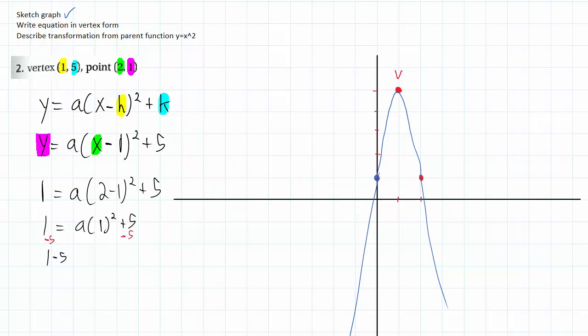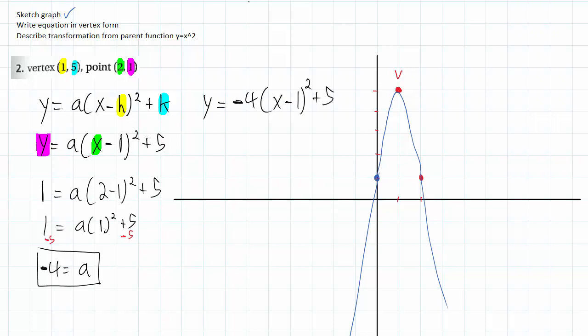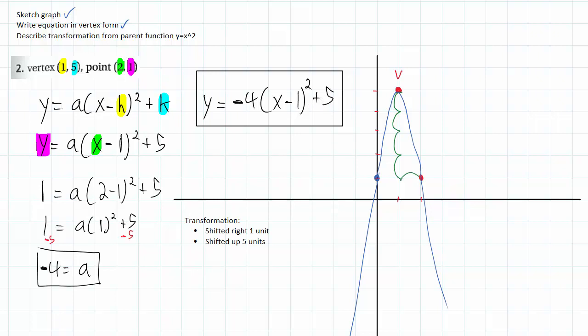There I get 1 squared. I'm going to subtract 5 on each side. I'm going to get a by itself, and you end up getting that a is equal to -4. Now, I could have maybe, since I see that my vertex is plotted and there's a point immediately to the right, used, I hate to call it the slope method, but it kind of works to find the value of a. But again, I'd rather use the one that always works, which is using the equation.